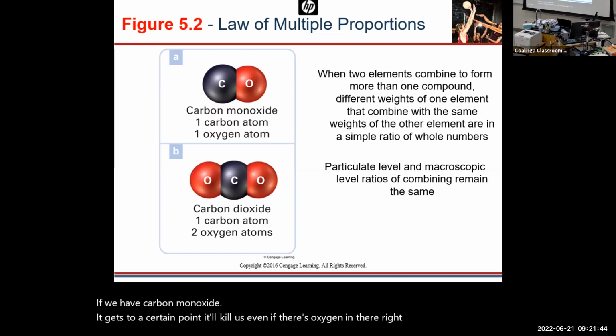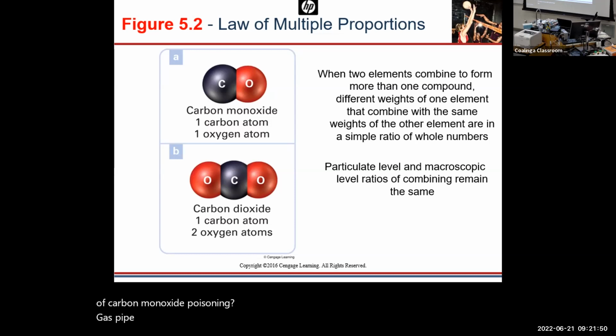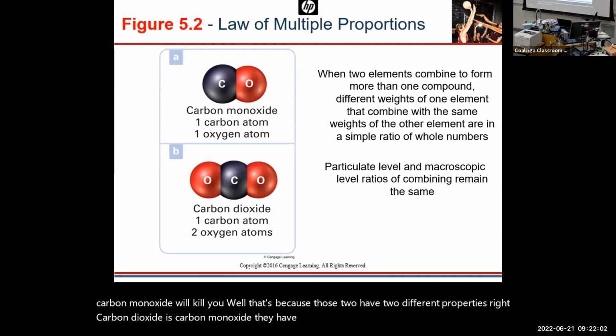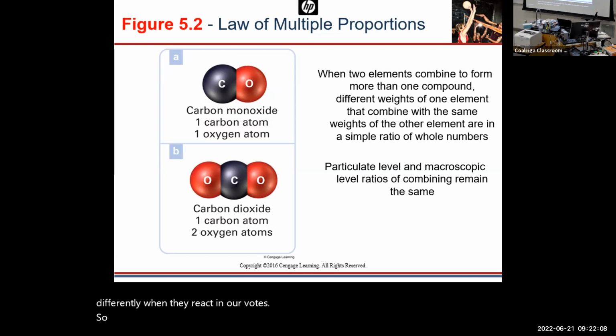Have you guys heard of carbon monoxide poisoning? Gas pipes, tailpipes, stuff like that, right? So even though there's oxygen present, just having that carbon monoxide will kill you. Well, that's because those two have different properties. Carbon dioxide and carbon monoxide behave differently when they react with our lungs. So they're not the same thing.